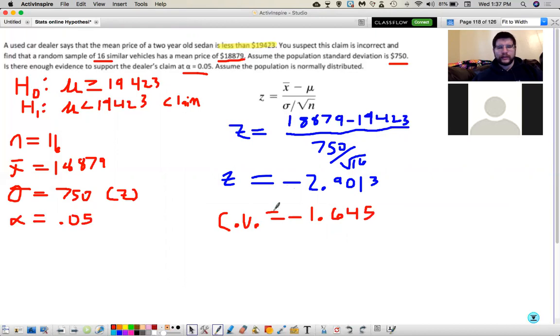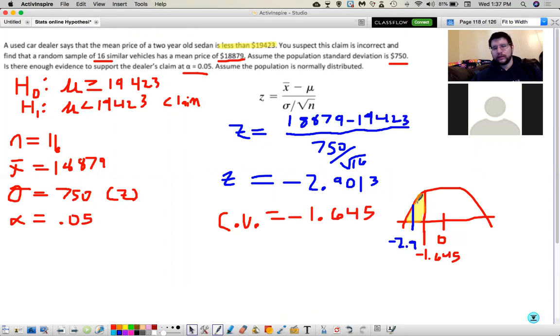We've got the critical value, we've got the test statistic. Let's plot it. Draw your curve, sketch it. Here's 0. Here's my critical value. Shade. Plot my test statistic. And that's negative 2.90. I'll just put negative 2.9 for space reasons. But it's far enough away. You can tell that's in the rejection region, so we are going to reject the null.